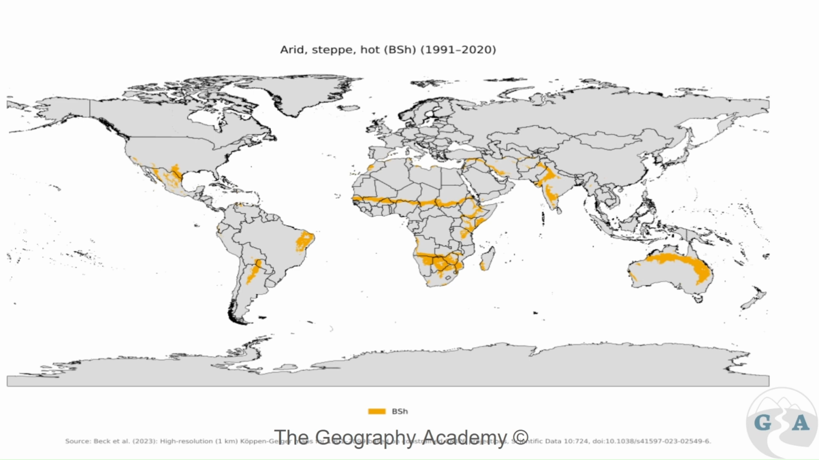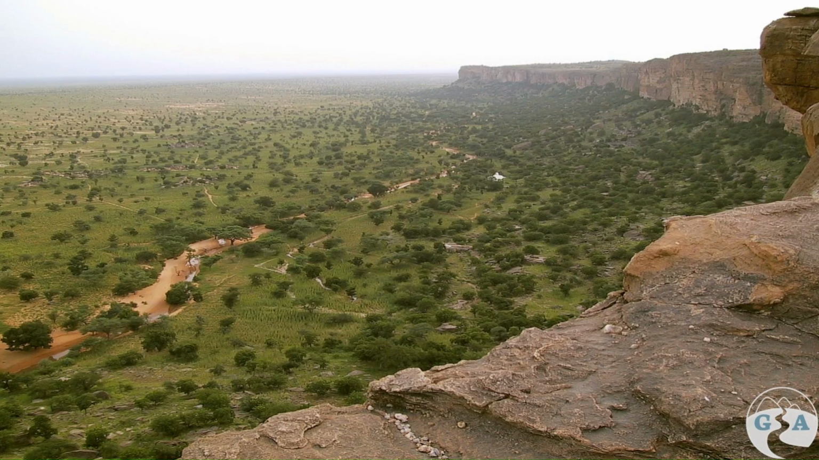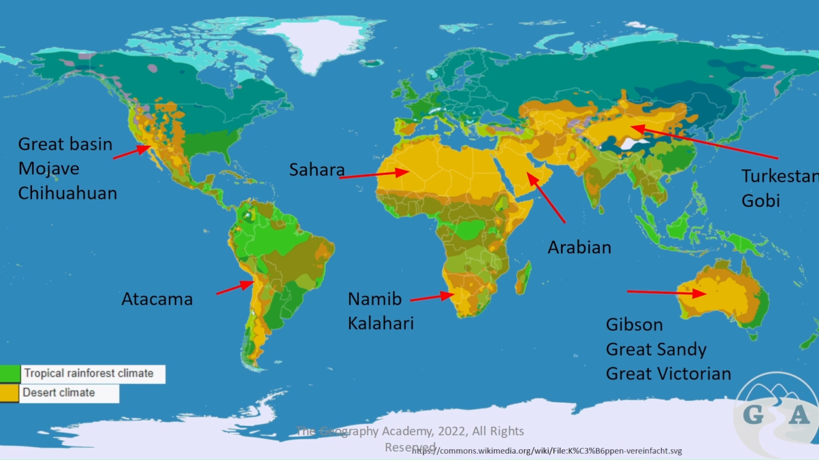So these are regions that receive a little bit of precipitation, and the areas that receive even less precipitation than that are found in this map here. So they're pretty close to each other, and there's similar influences on both of them. So some of the primary ones that we're going to look at here would be the Arabian, Namib, Kalahari, Sahara.